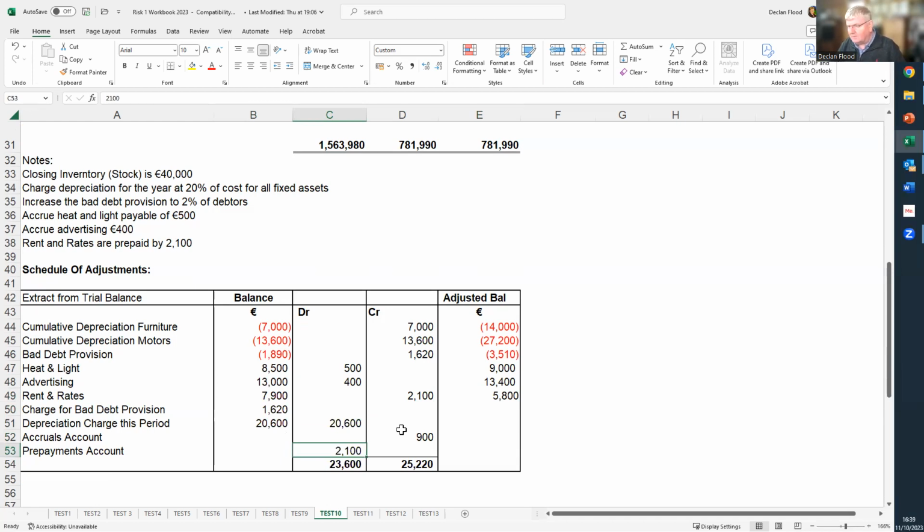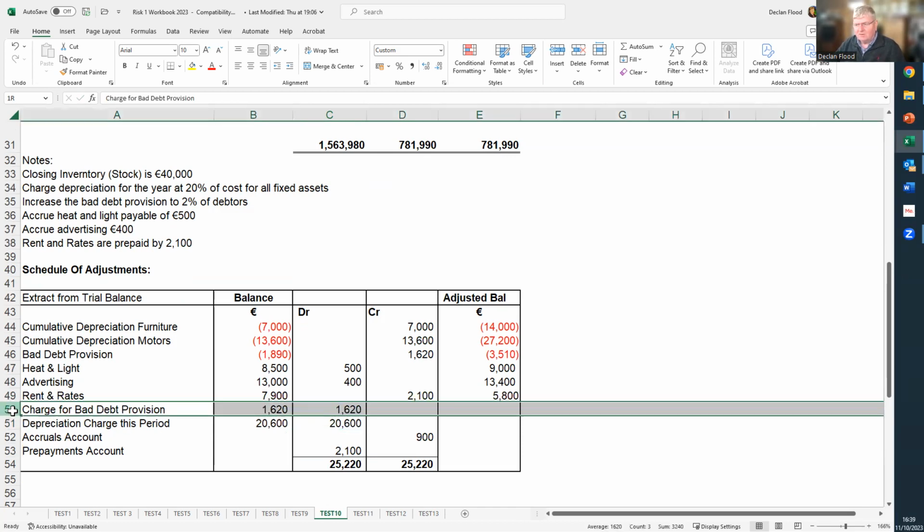And now it doesn't balance. I'm just doing this live just to make sure that everybody knows that everybody can make mistakes. What have I done wrong there? 7,000, 13,600, 1,620, 500, 400, 2,100. Oh, I left out the 1,620. Sorry, so the 1,620 there from my bad debt provisions. So now my adjustments are balanced, for the purpose of the exam.